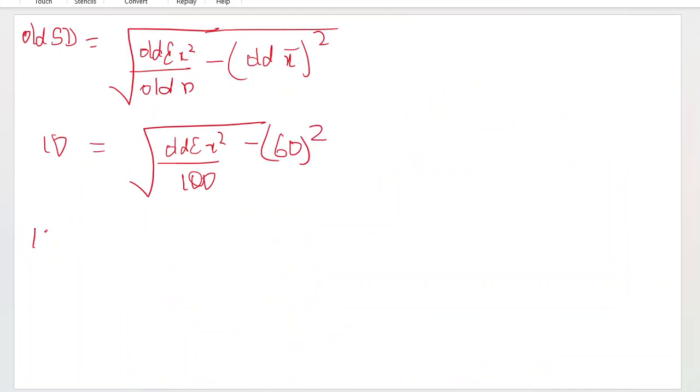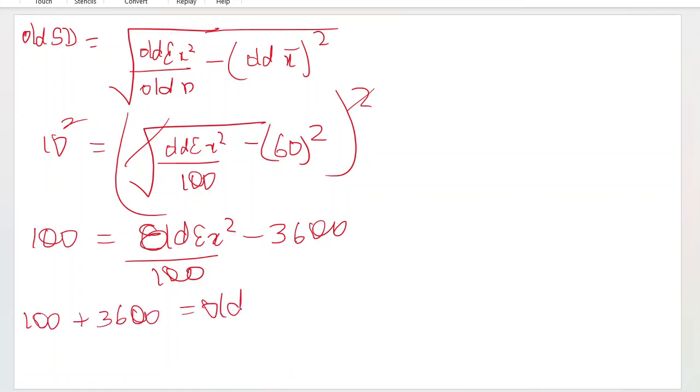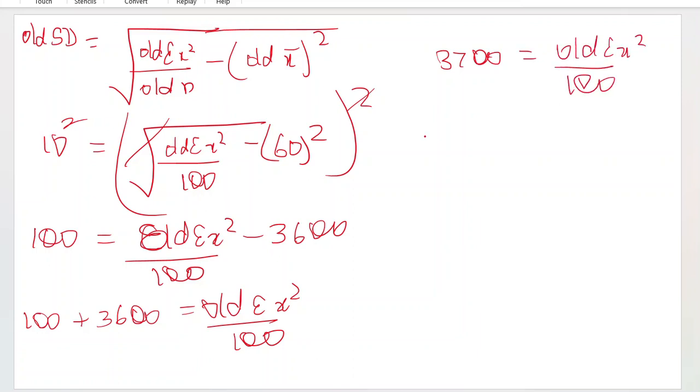Now we square both sides, to get rid of this root. So we get 10 square, and the root and square get cancelled, and we are left with 10 square is 100, equals old sum of x square upon 100 minus 3600. So we take 100 plus 3600 is equal to old sum of x square upon 100. This is 3700 equals old sum of x square upon 100. So 370,000 will be old sum of x square.